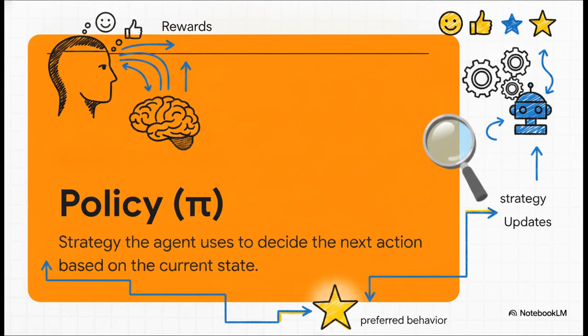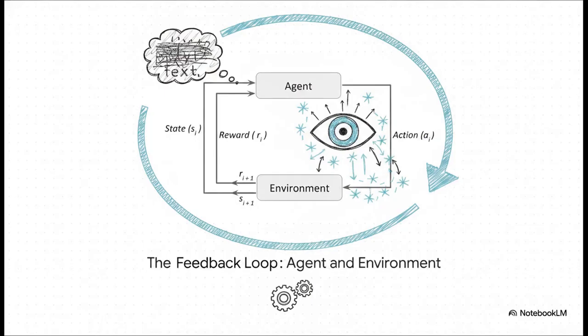And finally, the policy. This is the internal strategy engine the model updates and uses to consistently maximize those rewards. The entire goal of this complex process is to optimize this policy so the model naturally defaults to the behavior we humans actually prefer, all without needing constant correction. When we put this all together into a continuous cycle, it looks like this.